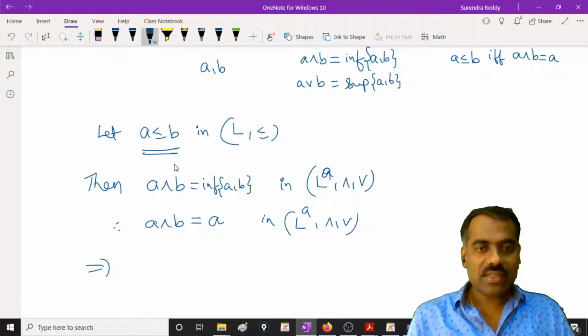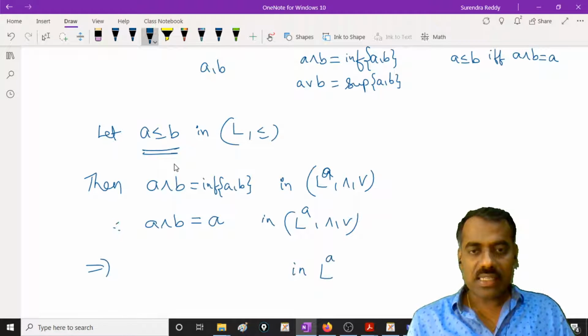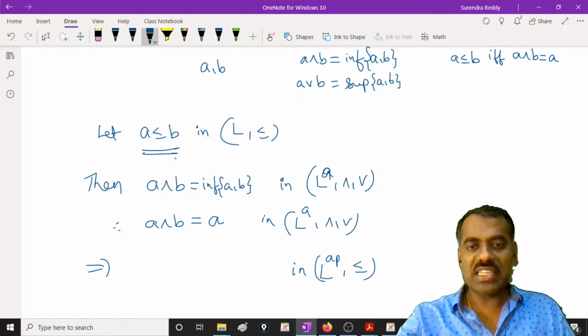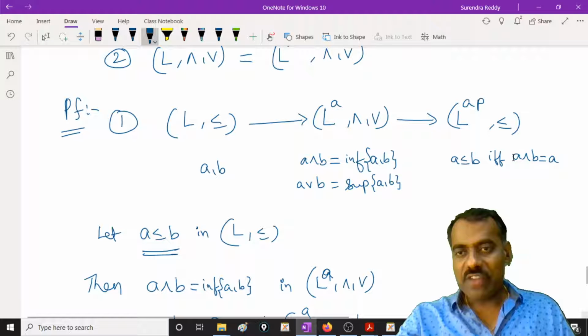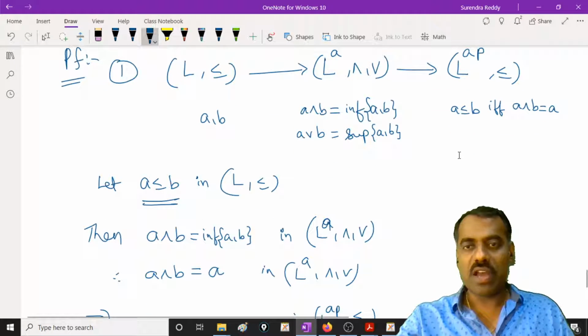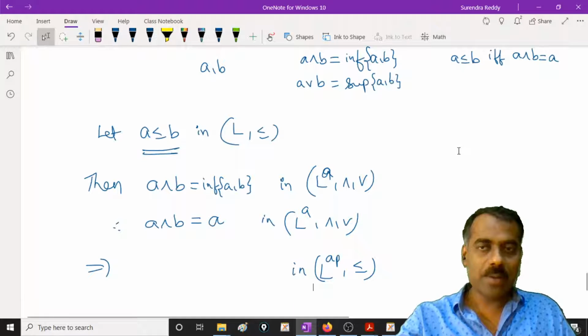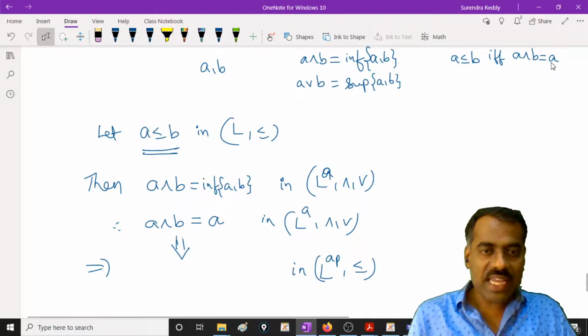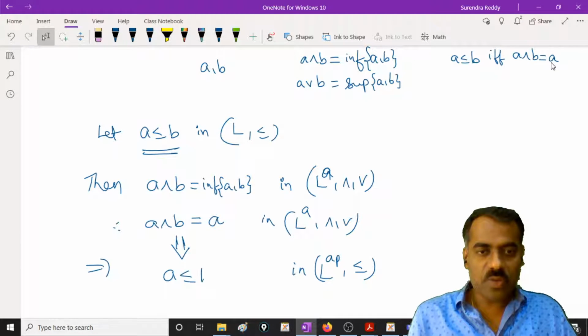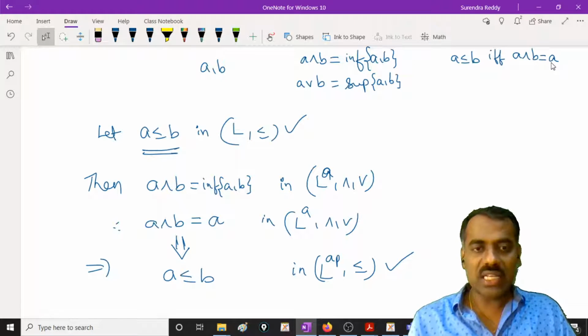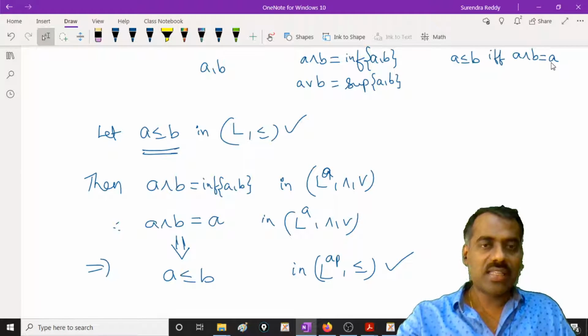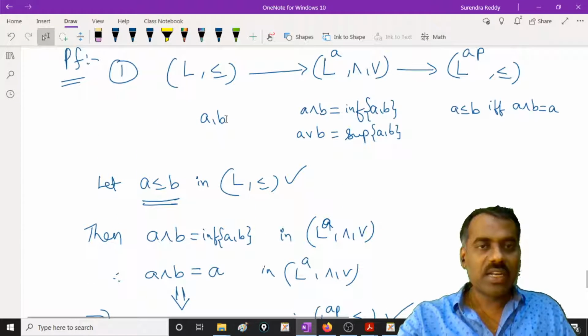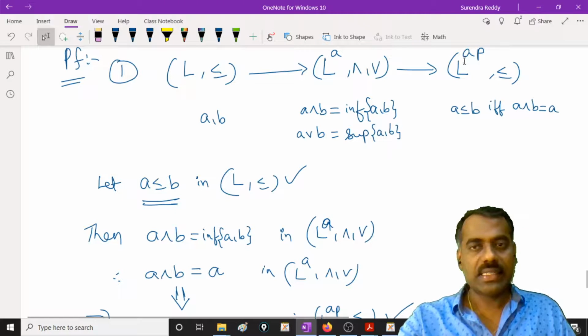This implies, what can you say about a and b in this lattice? That means how is the relation defined in the lattice here? Whenever their meet is this, then they are less than or equal. Any problem? Because a meet b is equal to a, what can I conclude here? A is less than or equal to b. So we started with a less than or equal to b here, and we have shown that a is also less than or equal to b in this lattice. That means they preserve this order relation, the partial order. Is this clear? Therefore, this lattice is the same as this lattice. You can take any element here.